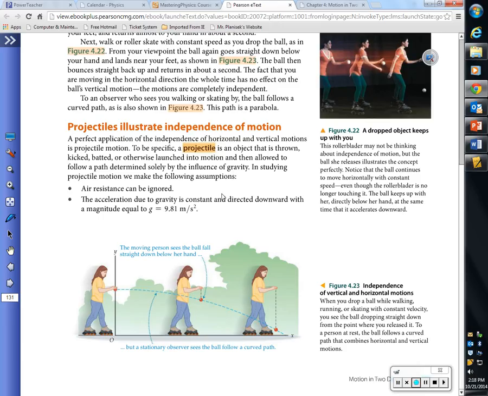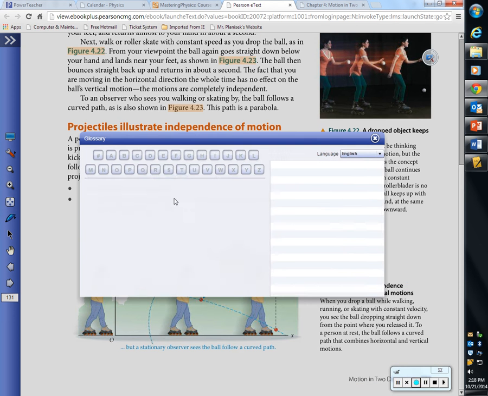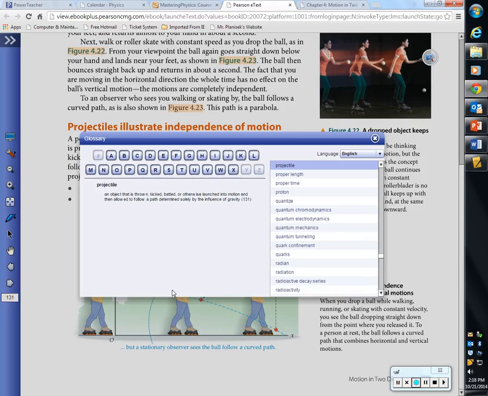Our discussion of motion in this section is going to be limited to what we refer to as projectile motion. If we pop up the definition of projectile motion here, and you guys have this in your packet as well, it says an object that is thrown, kicked, batted, or otherwise launched into motion and allowed to follow a path determined solely by the influence of gravity. That part at the end, determined solely by the influence of gravity, is the important part for this section.